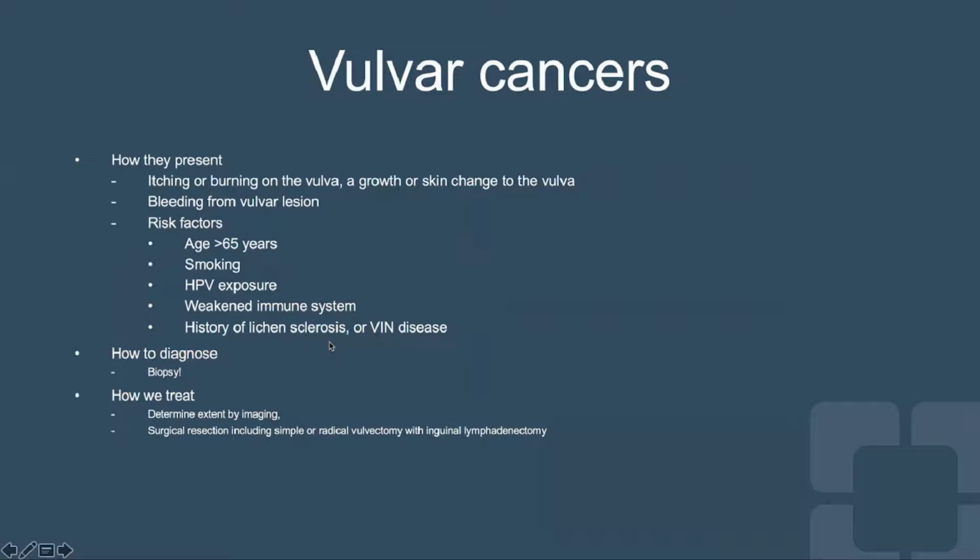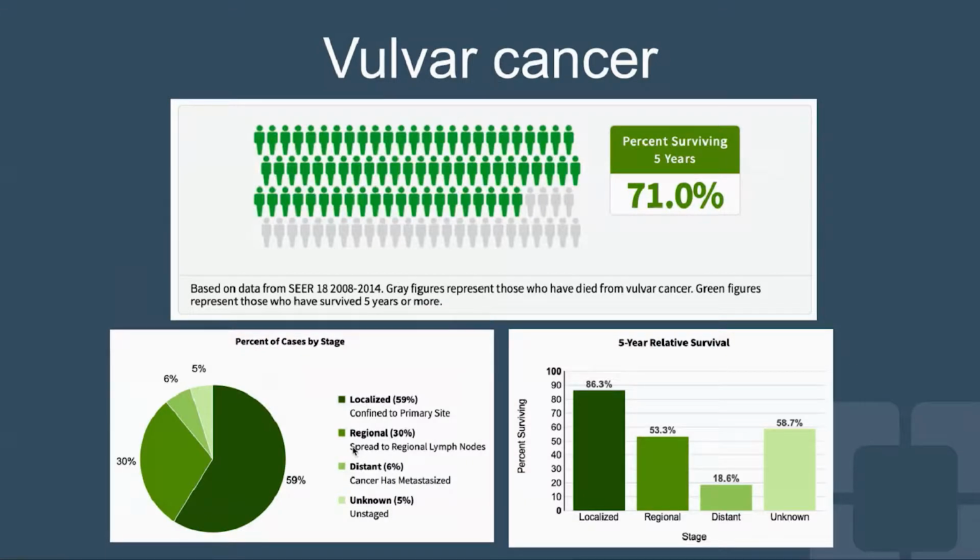How do you diagnose? It's biopsy. Should be pretty liberal with biopsy, and we are when we see these changes, especially associated with itching, burning. We treat this, determine the extent by imaging, sometimes CT looking for inguinal lymphadenopathy, surgical resection, including simple or radical vulvectomy with inguinal lymphadenectomy. So you can see we discover these early, looking at that lower left graph, and that's why the 5-year survival is relatively good.